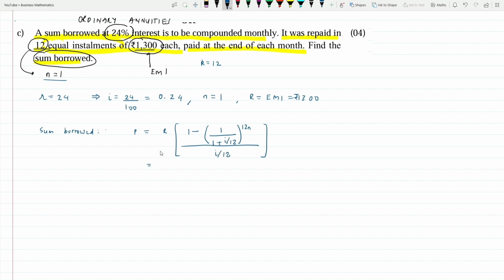Now let us substitute the values. R given to us is 1300. Then we have 1 minus 1 upon 1 plus i by 12. i is 0.24 and 0.24 upon 12 is going to be 0.02. This needs to be raised to 12n, n is equal to 1. The entire expression divided by i by 12. Again, i by 12 is 0.0.